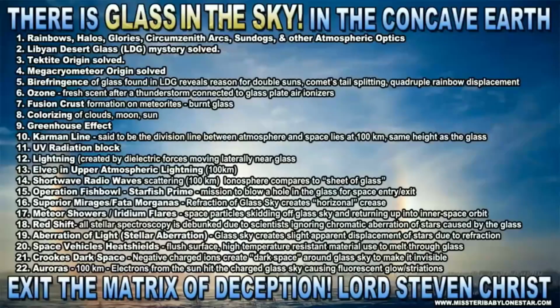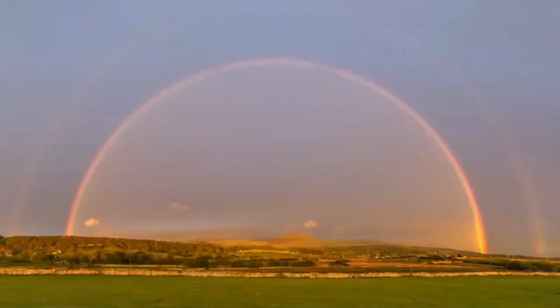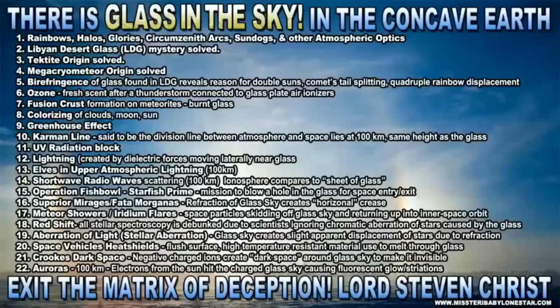Look at all this evidence that there's a glass sky. 22 pieces of evidence. Number 1, rainbows, halos, glories, circumzenith arcs, sundogs, and other atmospheric optics, which are created by sunlight passing through glass and being projected onto water vapor.